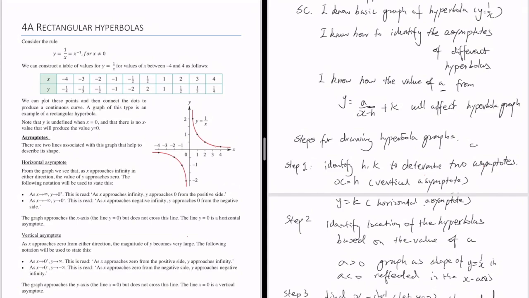This video will focus on 4a. The learning intention is to sketch the hyperbola. The success criteria is that I know the basic graph of hyperbola, which is the graph of y equal to 1 over x. And I know how to identify the asymptotes of the different hyperbolas. We'll talk about the asymptote a little bit later. I also know how the value of a from the rule of the hyperbola will affect the hyperbola graph.